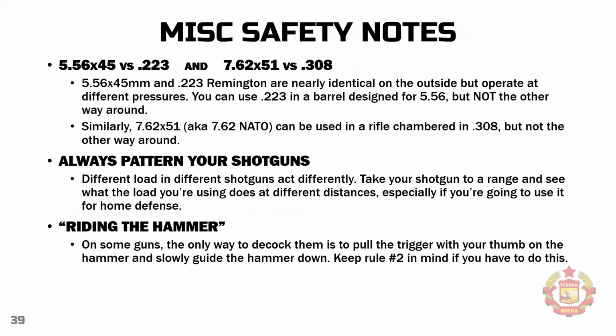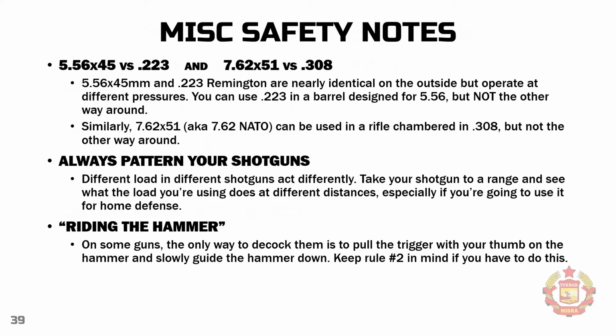Some miscellaneous safety notes. We talked about caliber identification earlier. We mentioned the 5.56 by 45 millimeter cartridge. It's also measured in the caliber, right? So the diameter in inches, .223. 5.56 by 45 is essentially the same thing as .223 Remington, but there is a very important difference. They operate at different pressures. So you can use .223 in a barrel designed for 5.56, but not the other way around.